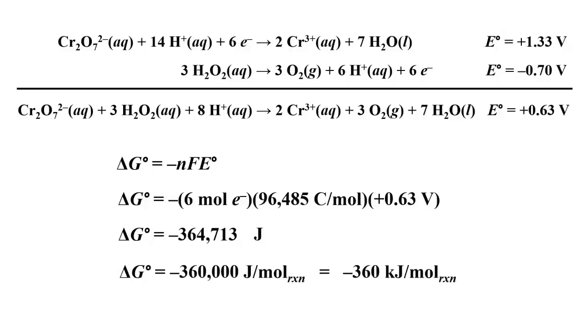So it's going to be negative 360,000 joules per mole of reaction, or when I divide by 1,000 to go from joules to kilojoules, I get negative 360 kilojoules per mole of reaction. Again, that negative sign for the delta G reminds me that this reaction is thermodynamically favored.